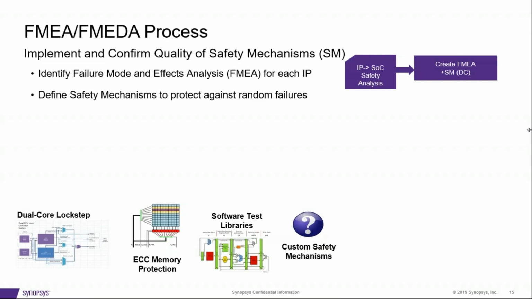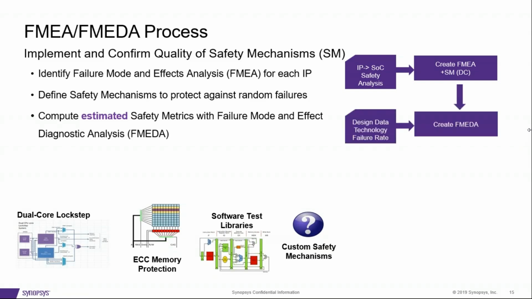Start from some kind of safety analysis document, create this FMEA. Now, typically people have done this in spreadsheets for many years. You can actually compute an estimated safety metric, just using this FMEA and using information about the safety mechanisms that you're going to be implementing.